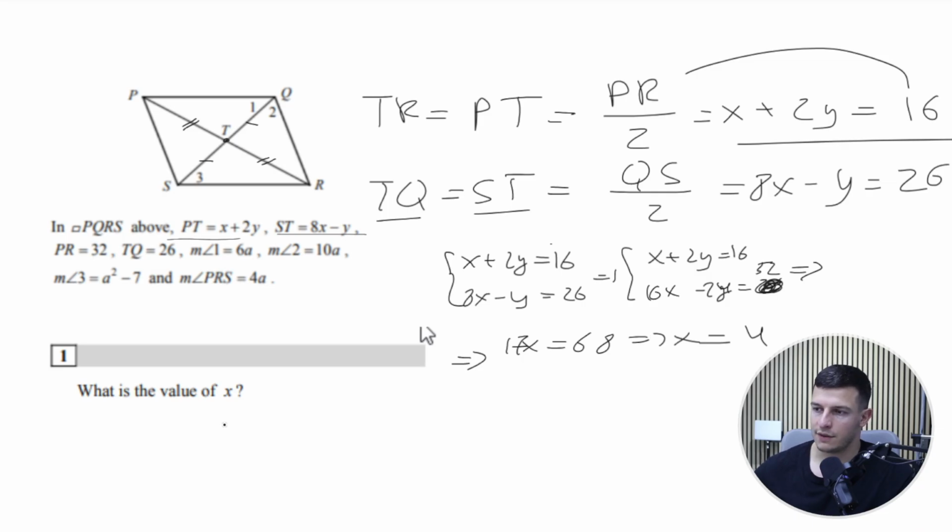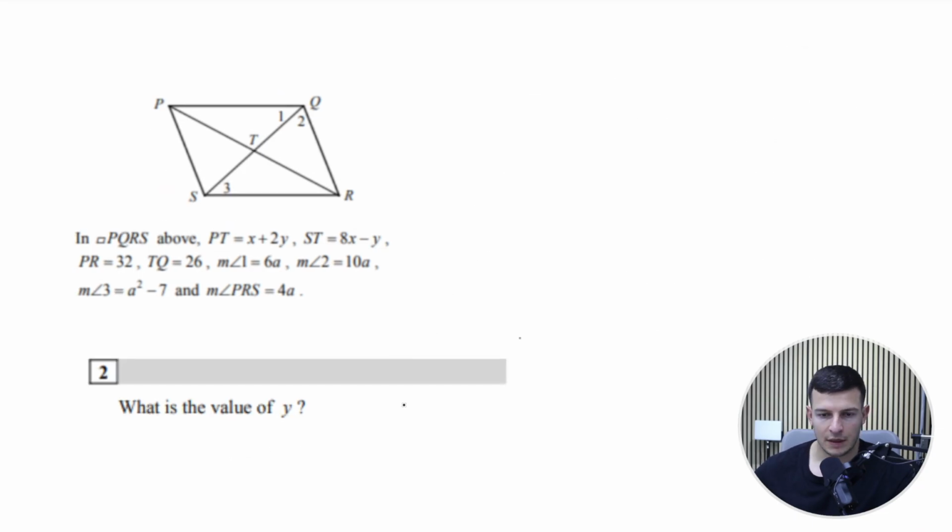Okay, so what's the value of x? x is equal to 4. What is the value of y? It's still the same equations, so we know that x is equal to 4. What is the value of y? We can just substitute it into one of these. So we knew that x plus 2y is equal to 16.